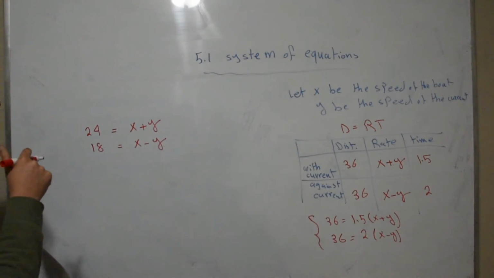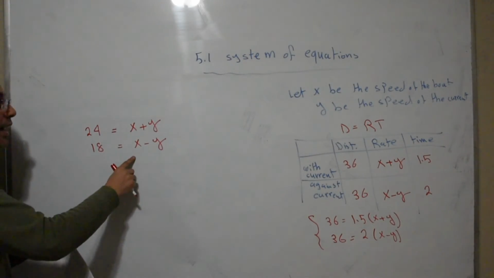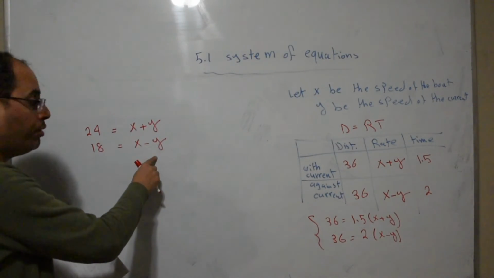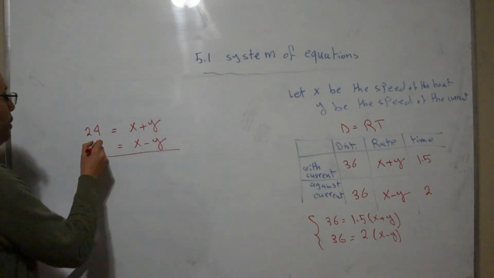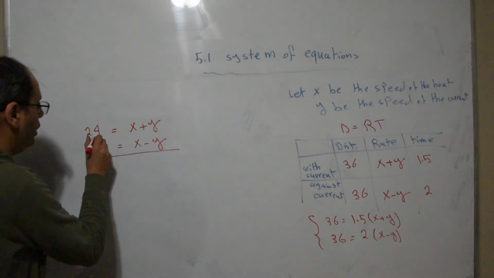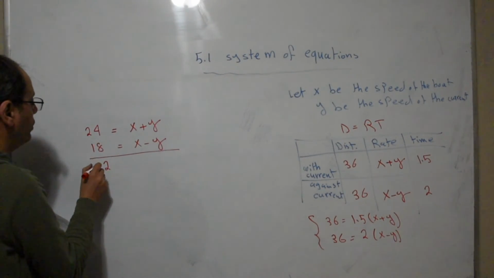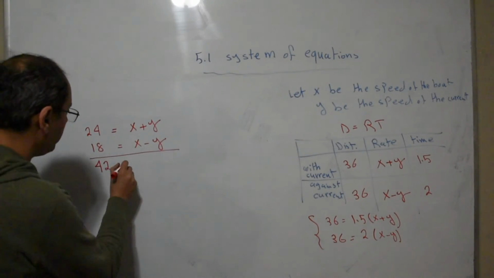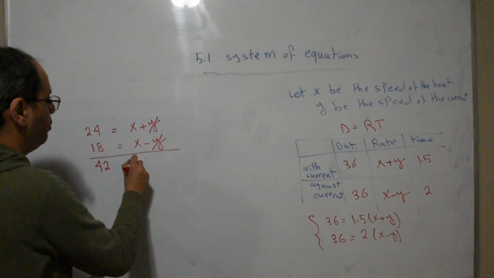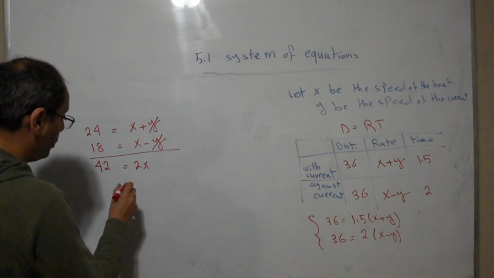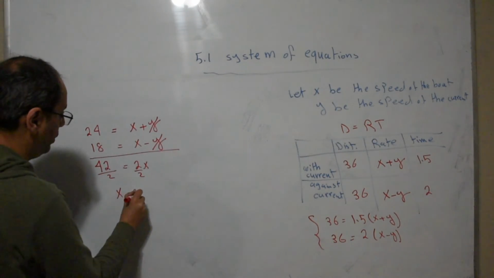Alright, so now we're going to use addition. If I add, I'll get rid of y. So let's add these two together. Here, 24 and 18 is 42, and this is 2x equals, and y and negative y cancel out. I have 2x. Divided by 2, I have x is 21.